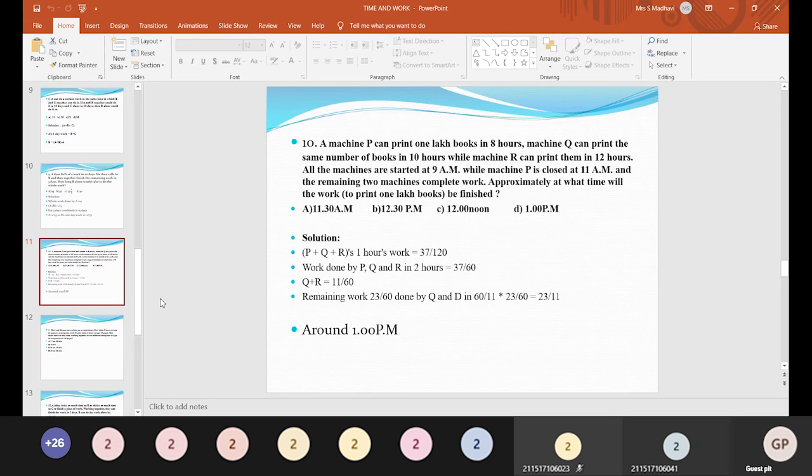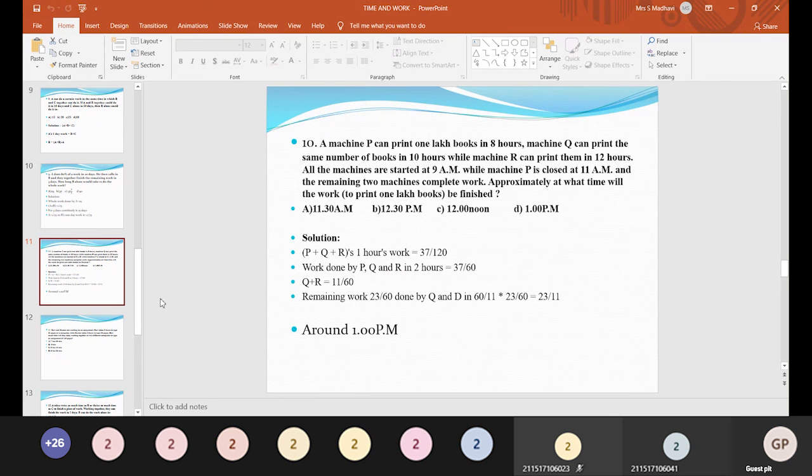Now Q plus R's 1 hour's work is equal to 1 by 10 plus 1 by 12, which is equal to 11 by 60. The remaining work is 23 by 60. How do we get this remaining work? It is 1 minus 37 by 60, because altogether in 2 hours the work done is 37 by 60. So the remaining work, 1 minus 37 by 60, is 23 by 60. So the remaining work is done by Q and R in 60 divided by 11 into 23 by 60.